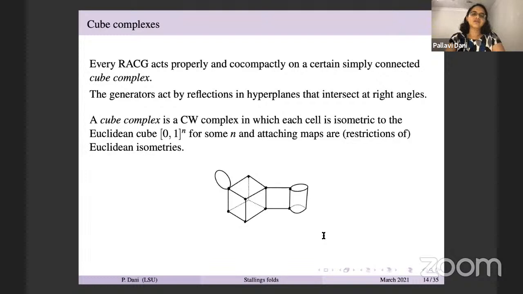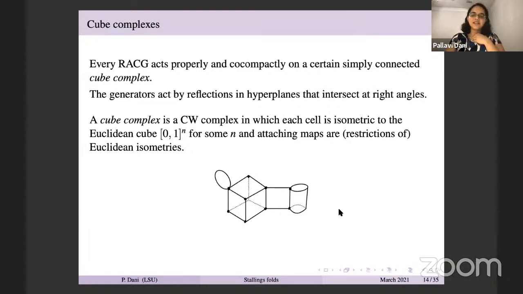Just to let you know, a cube complex is simply a CW complex in which every cell is isometric to a Euclidean unit cube. And then the attaching maps are restrictions of Euclidean isometry. So you could have weird things like cubes being wrapped around, but in the interior of any cube, it's isometric to a Euclidean unit cube. Okay, so that's a picture of one of those.